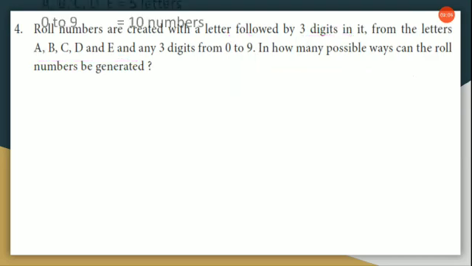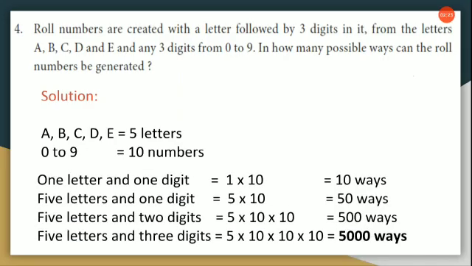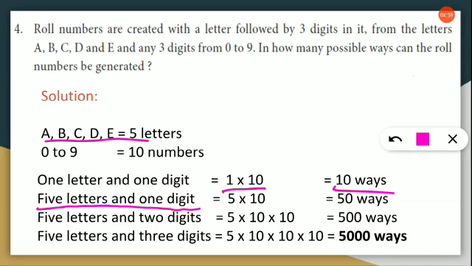Now look here. From A, B, C, D and E, how many alphabets are there? 5 letters. Okay. And from 0 to 9, we have 10 numbers in between. So what is the next step? Suppose you are going to take one alphabet and one digit, you can write it as 1 into 10 and say 10 ways. But the question is I am going to take out of these 5 letters. So when 5 letters and one digit is done, for the letters alone I have 5 options, and for this one digit number I have 10 options, right? So 5 into 10 will give us 50 ways.